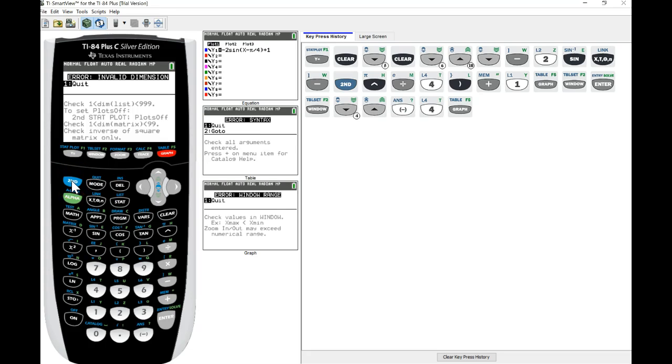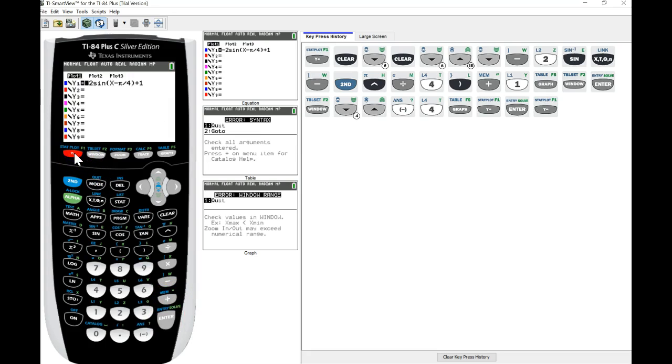So if I press the Y equals button, I have to quit that. Go to the Y equals button. Notice up here where it says plot 1, that's highlighted. I don't want that highlighted. I need to turn that off, because that's what's asking the calculator to plot data.